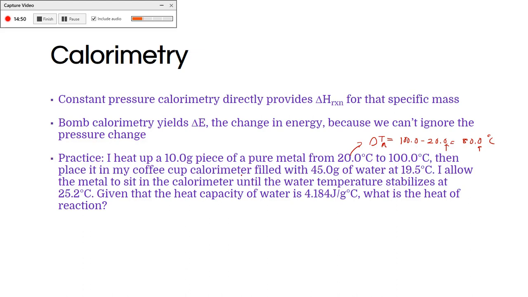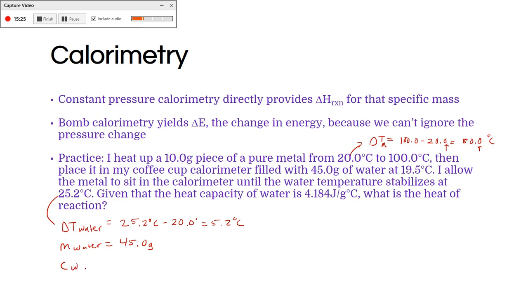Then I put the metal into a coffee cup calorimeter and I fill it with 45 grams of water that's at 19.5. The water and the hot metal sit together, so the water heats up and the metal cools down. Okay, so the delta T of the water now is going to be the final minus the initial. So it went up by 5.2 degrees. The mass of the water is probably going to be important here because they gave it to us. I'm assuming I'm going to use it for something.